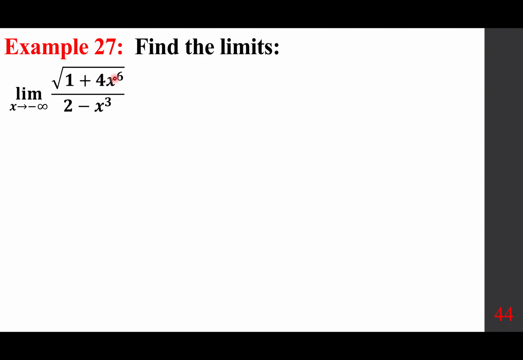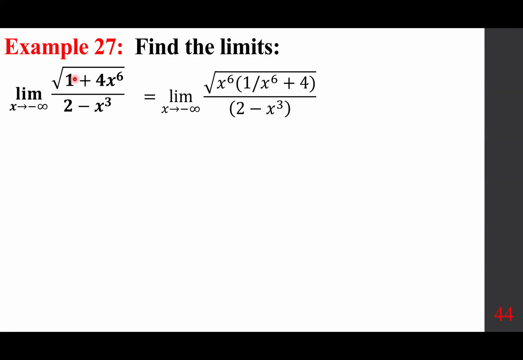So one way is to take x to the power of 6 out inside the radical sign. When you take this one out, this becomes 1 over x to the power of 6, and this becomes 4. Now, I want to bring x to the power of 6 out. To do so, what do I get? X cubed or negative x cubed? Which one and why? Let's discuss that.